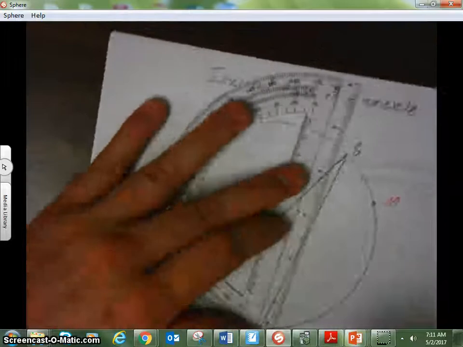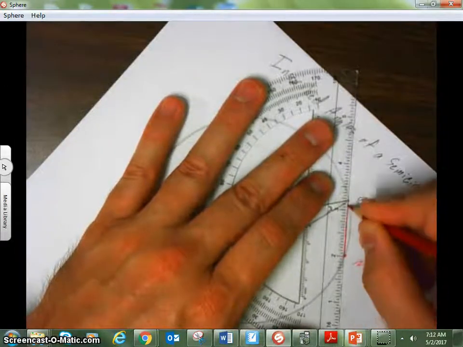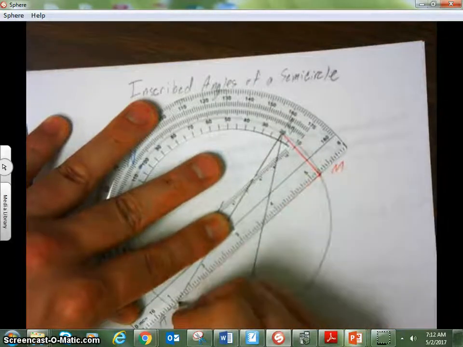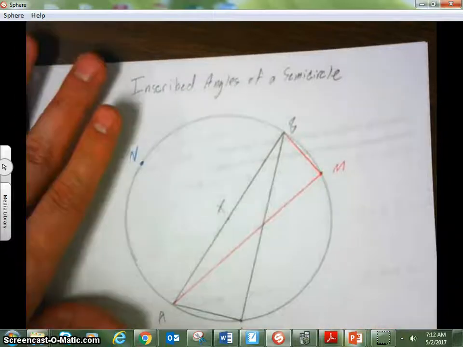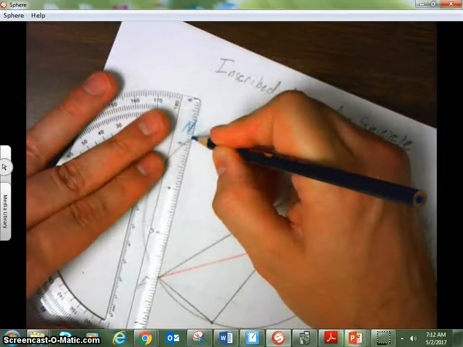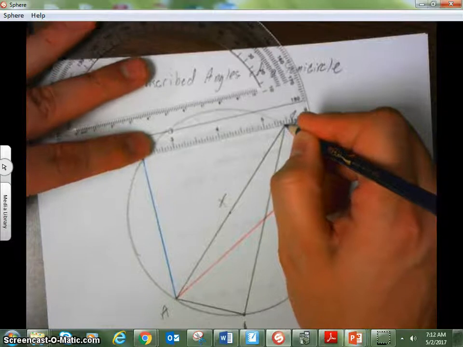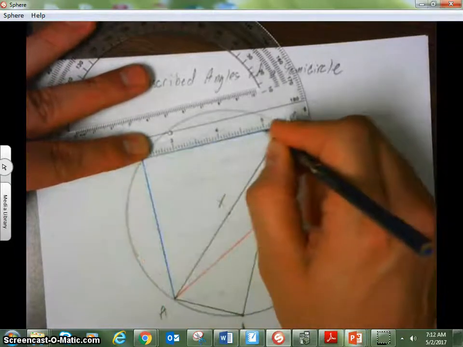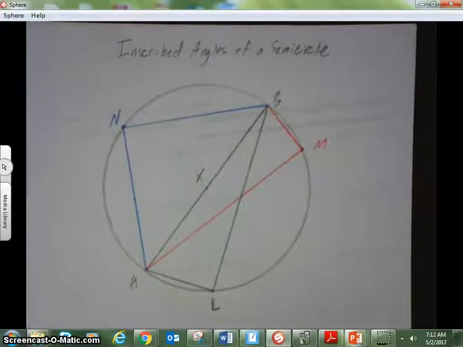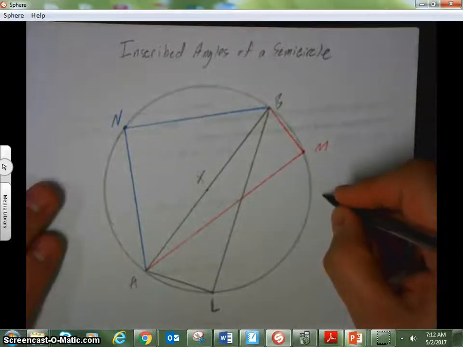Now, again, I'm going to draw in the inscribed angle of the semicircle. And as soon as I have them, we will start measuring them. So one more. So now we have three inscribed angles, and we want to know what the measurements of the inscribed angles are. We have three that we're going to be looking for.